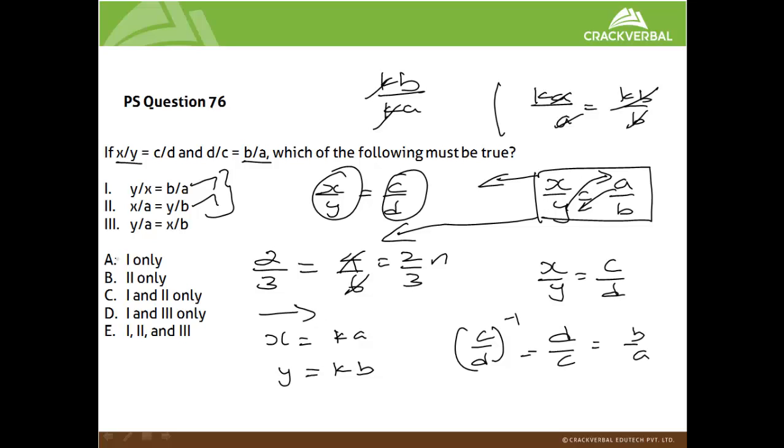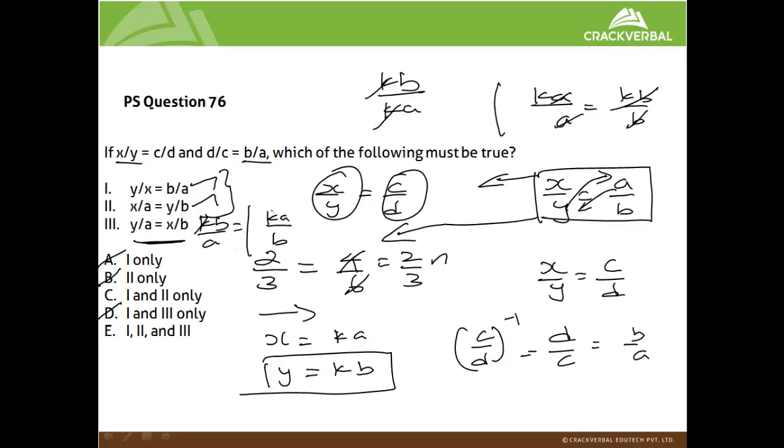If statements 1 and 2 are both true, we can eliminate the answer choices A and B, that is 2 only and 1 only, and also the answer choice D, which says 1 and 3 only. Then we have a third statement where they say y by a is equal to x by b. Let's check. Y by a: let's assume y is k times b and x is k times a, so k times b divided by a, compared with k times a divided by b.